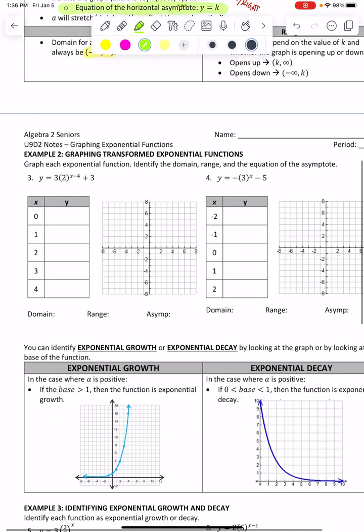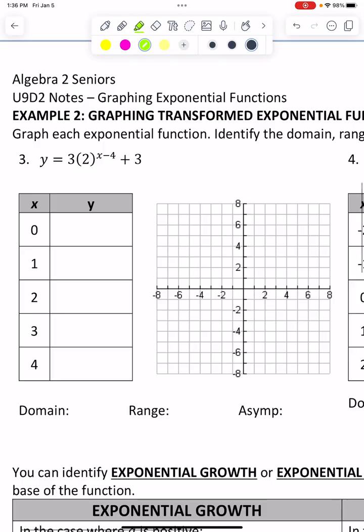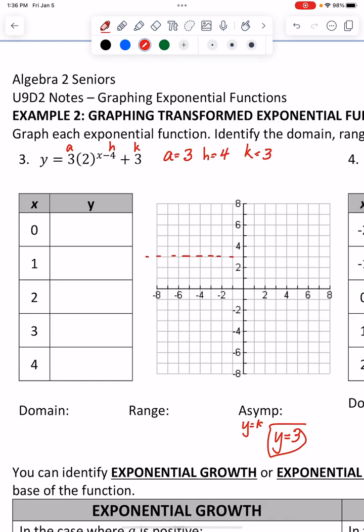So as we look at these guys, when they've been transformed a bit, in this thing, we've got a, h, and k. So our a value is 3, h is positive 4, and k is positive 3. So as far as our asymptote goes, remember that's y equals k. So our asymptote is y equals 3. Okay? So we can go ahead and put that on there. y equals 3 is a horizontal line through 3. There's our asymptote.